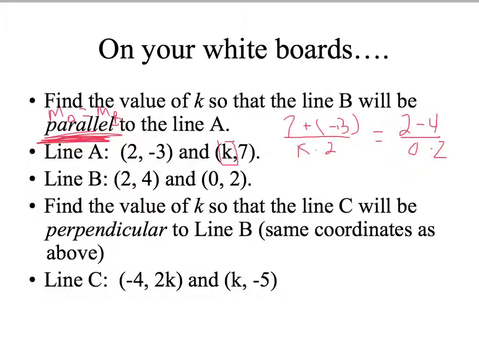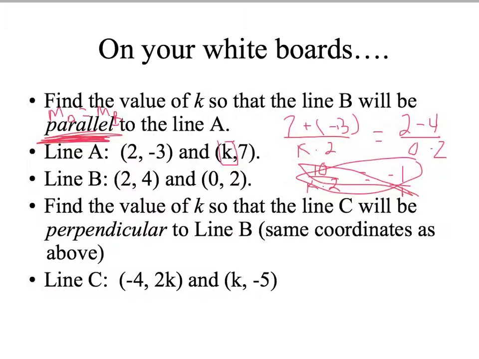Okay, let's just simplify. 7 plus positive 3 would be 10 over K minus 2 equals 2 minus 4 is negative 2 over 0 minus 2 is negative 2 again. I'm running out of room here, so I'm going to erase that and make negative 2 over negative 2 be negative 1. Now, this is like negative 1 over 1, right? What I can do now is just the butterfly method and solve.